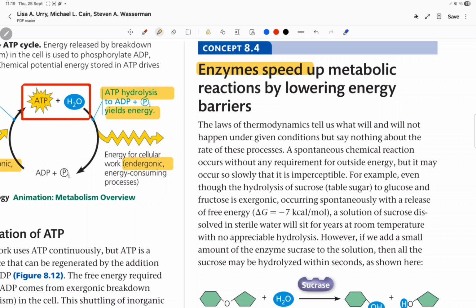How will enzymes make the reactions faster? They will lower the activation energy. The activation energy is responsible for keeping the reaction from happening, or for requiring lots of energy for it to happen. So by lowering it, the reaction will happen faster.